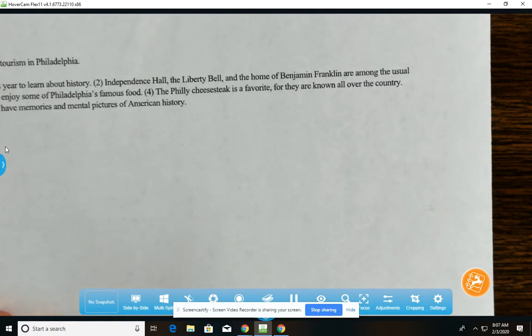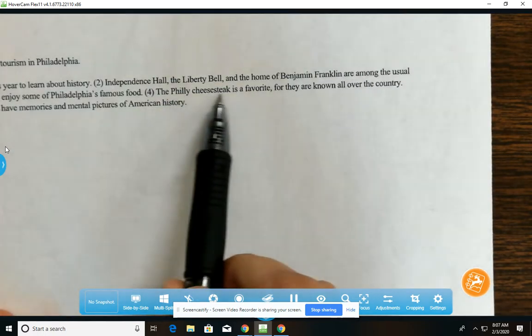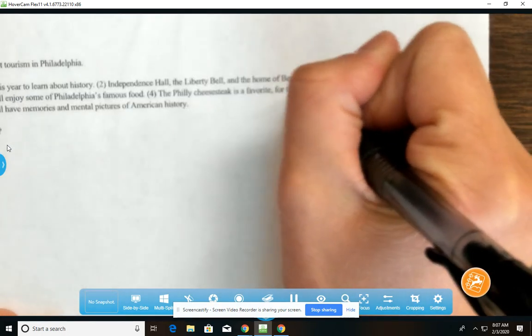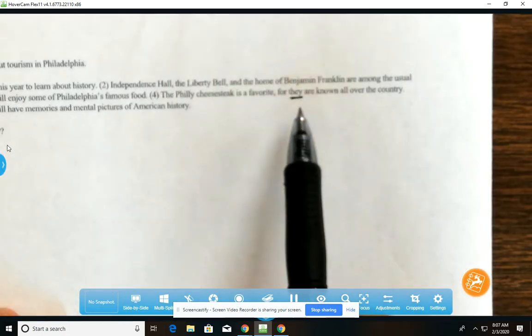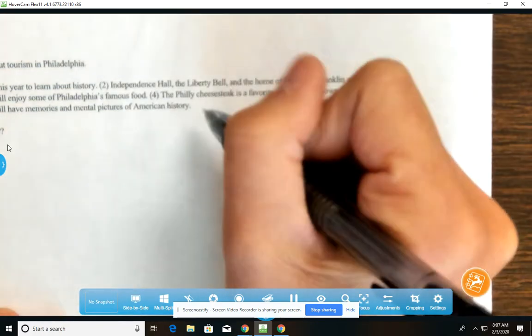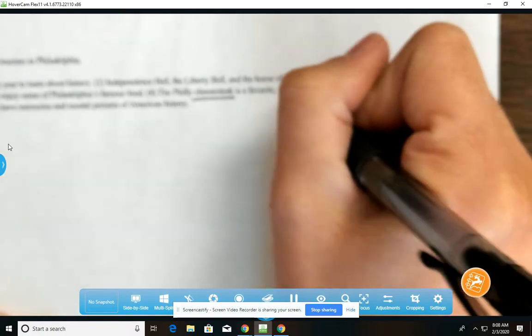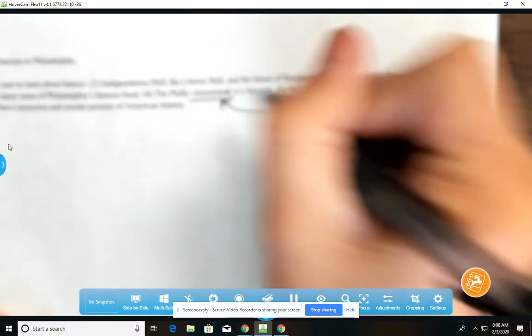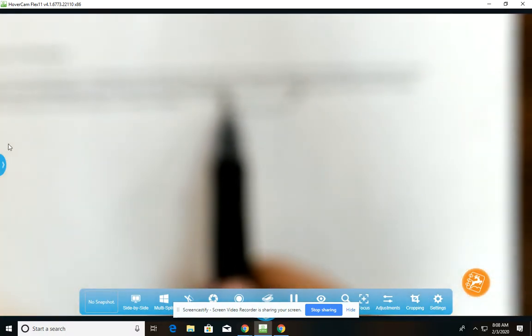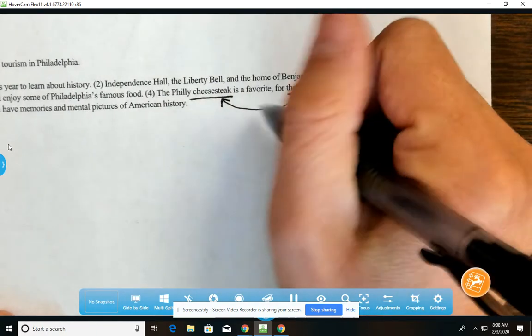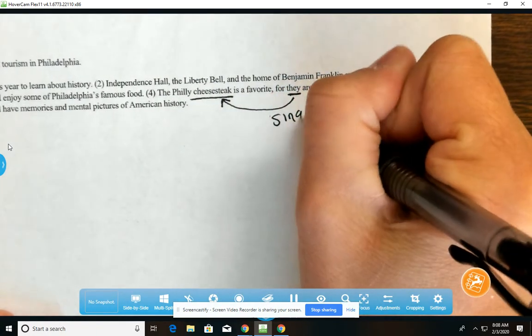Let's look at this one. The Philadelphia cheesesteak is a favorite, for they are known all over the country. We use they again, but it's referring back not to tourists in this case. It's referring back to the cheesesteak. So cheesesteak is the antecedent. It doesn't say cheesesteaks with an S on it, plural. So it's singular.